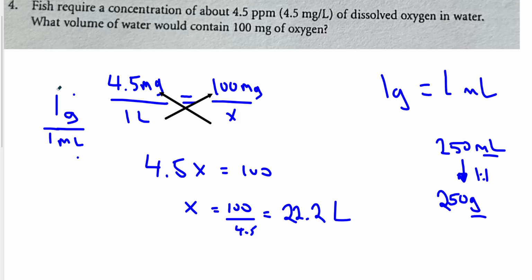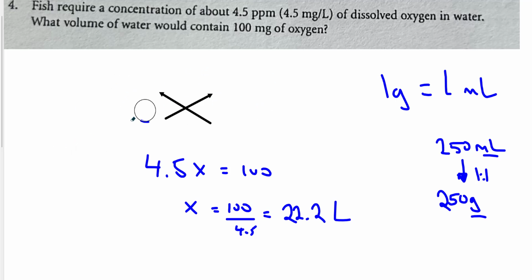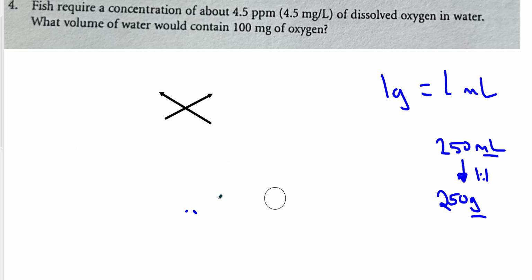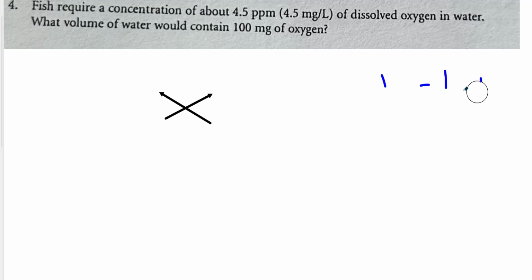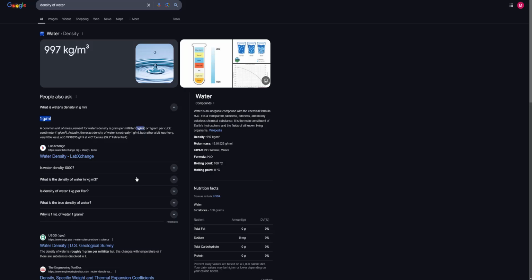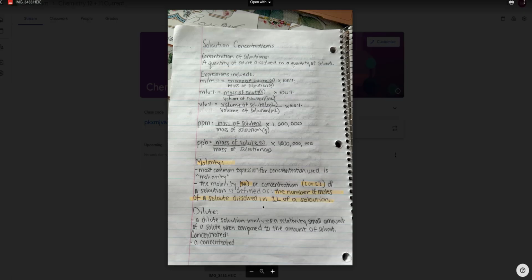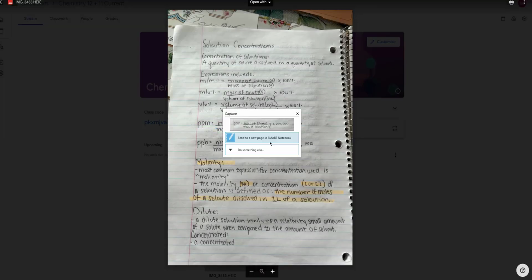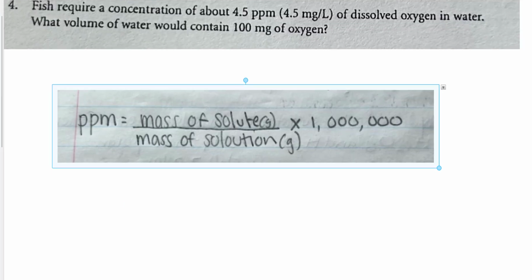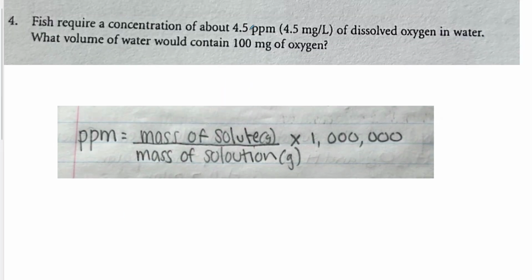So if we were to do the exact same question, except using the parts per million equation, which I'm going to copy in 1 second. Give me a moment. All right. Let's see if we get the same answer, because that's kind of the whole point of this exercise. So here we have 4.5 ppm. So that goes here in this equation.